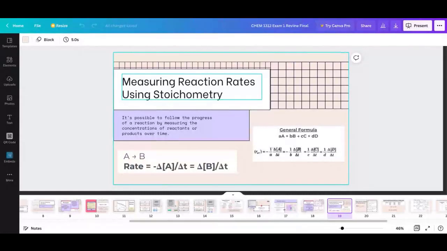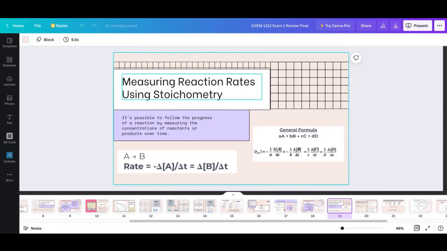It's possible to follow the progress of a reaction by measuring the concentrations of reactants or products over time. If we take a look at the bottom left, we have reactant A turns into product B. We can say that the negative change of concentration of A over time is equal to the change of concentration of B over time.